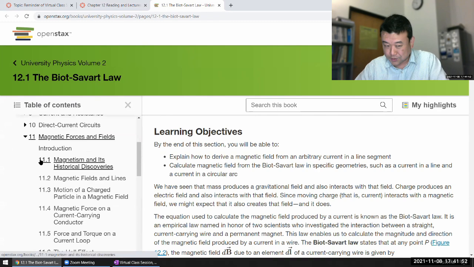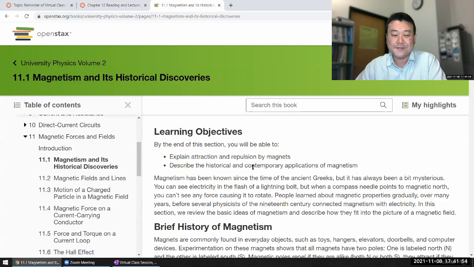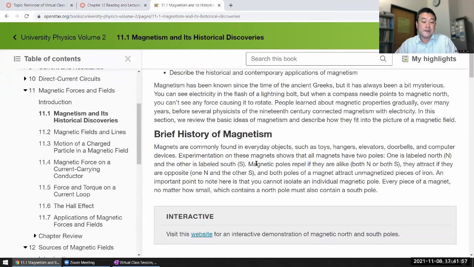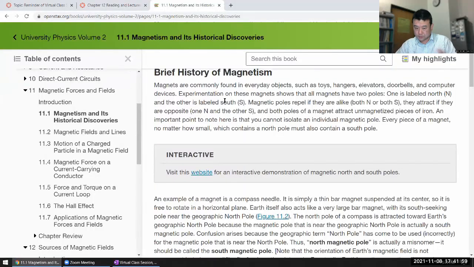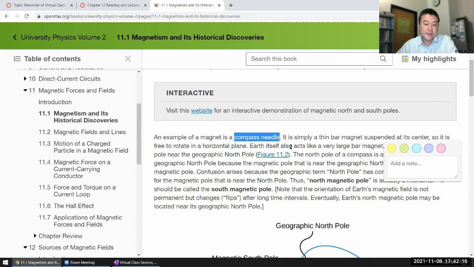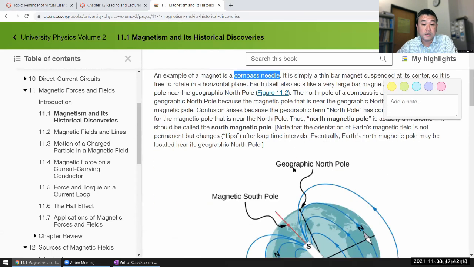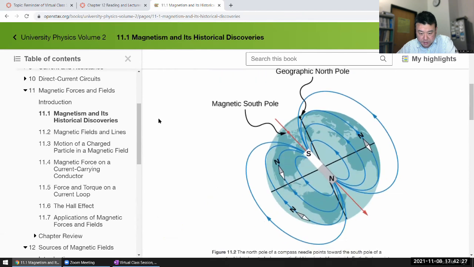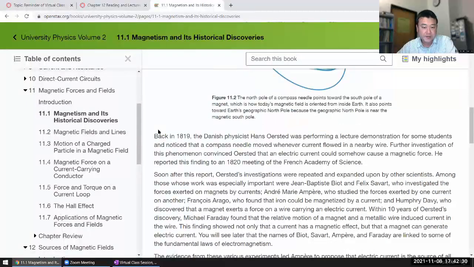When you look at section 11.1, magnetism and its historical discoveries, it talks about the history of magnetism, and it starts from things that were known from ancient Greek times. So something like a compass needle is something that's been known since antiquity. And what we are going to point to is the modern discovery that looks at the interaction between this compass needle and electrical current. So in this section, there's a paragraph that talks about, here it is.